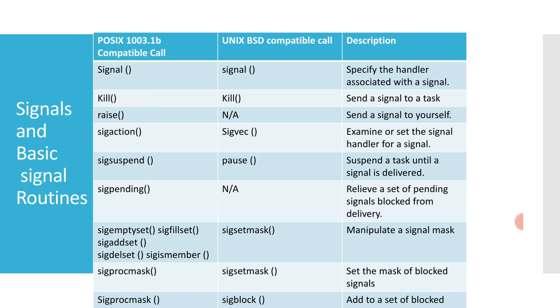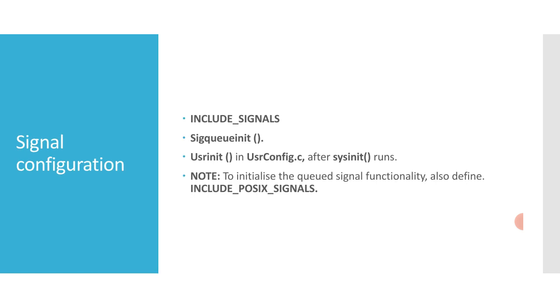We should note here certain signals are associated with hardware exceptions. For example, bus error, illegal instruction, and floating point exception raise specific signals. This is not generic. The basic signal facility is included in VxWorks by default with INCLUDE_SIGNALS located under kernel components in the project facility. Before your application can use POSIX queued signals, they must be initialized separately with sigqueueInit.